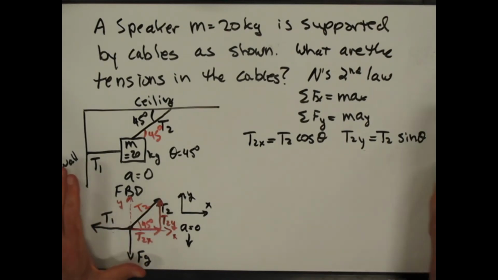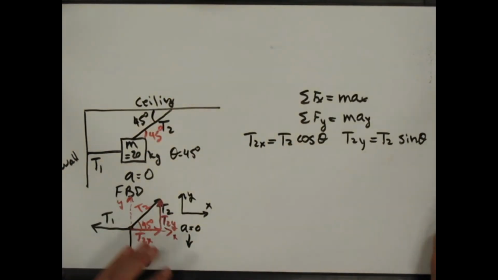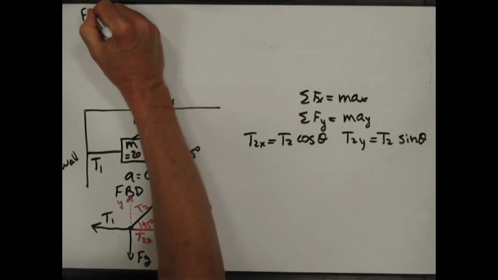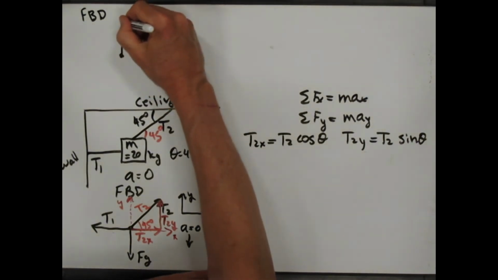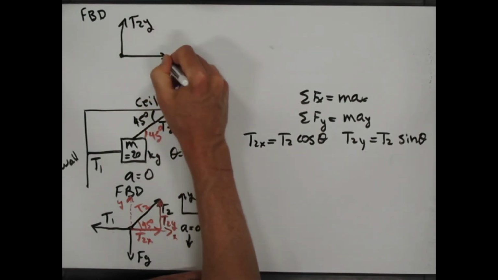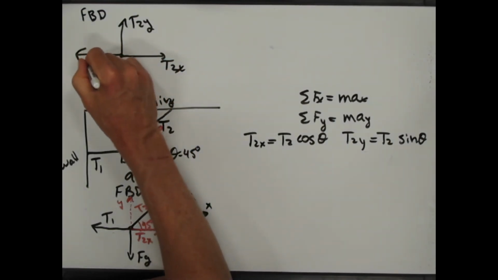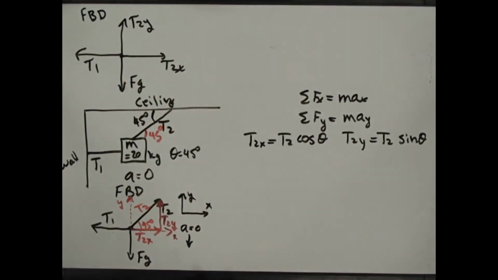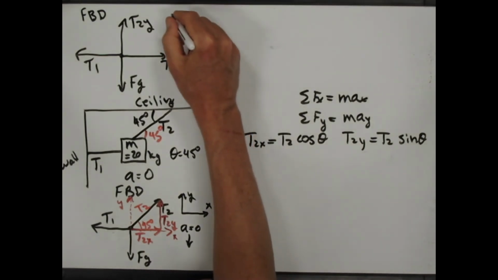And so I'm going to erase the top part of this. We just have to remember that we want to calculate the tensions in the cables, and I'm going to redraw this free body diagram up here. I'm going to say, look, my free body diagram looks like this. It's got a T2y going up this way, and then this way it's got a T2x, and then this way it's got a T1, and then this way it's got a force of gravity. My acceleration is still 0, and that's my coordinate system.